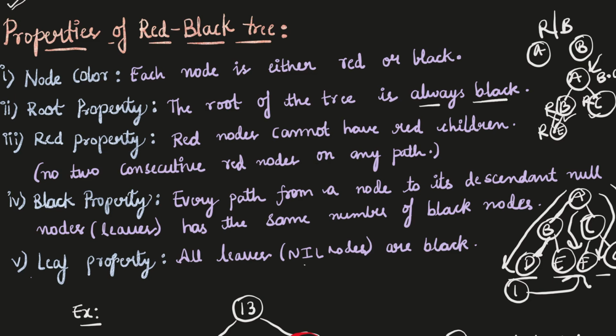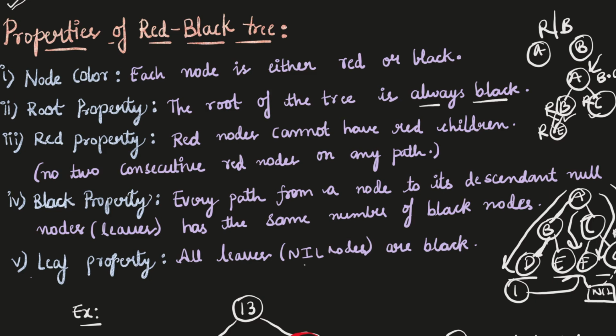Now coming to the last property, the leaf property. All leaves, null nodes are black. Suppose you are having a leaf node G. Suppose this is in the red color, but its children are hidden actually. They are not always written, but they are the hidden children. So they would always be black in color, and that's what it's trying to tell us.